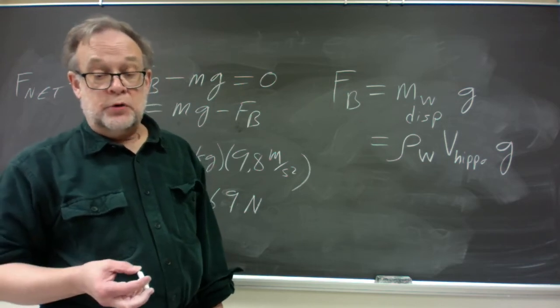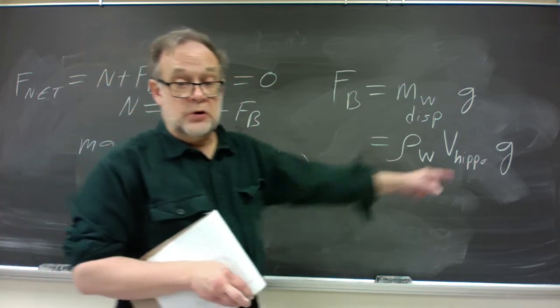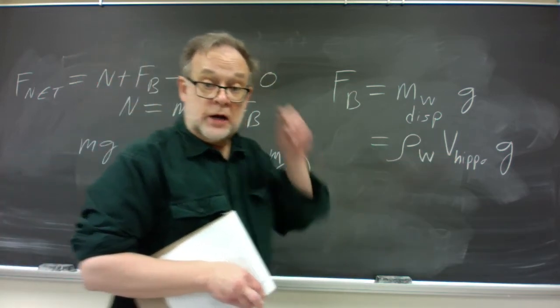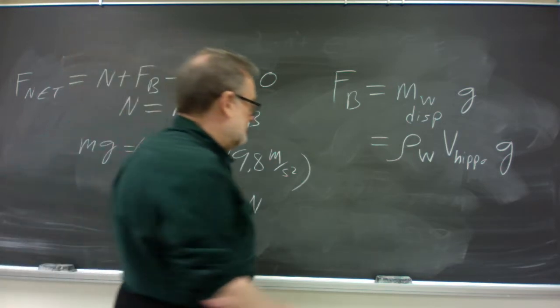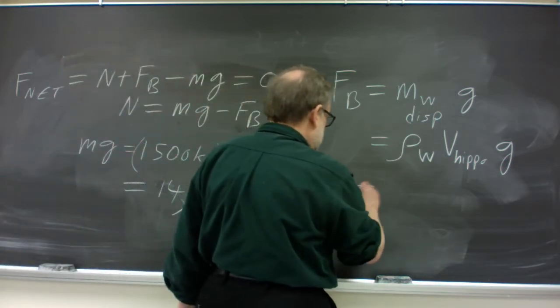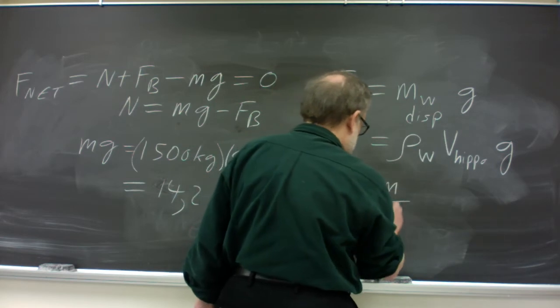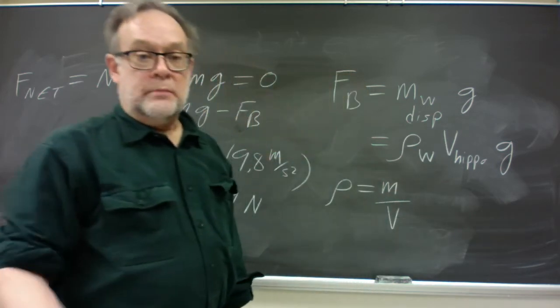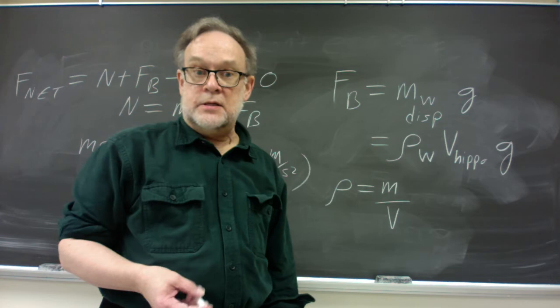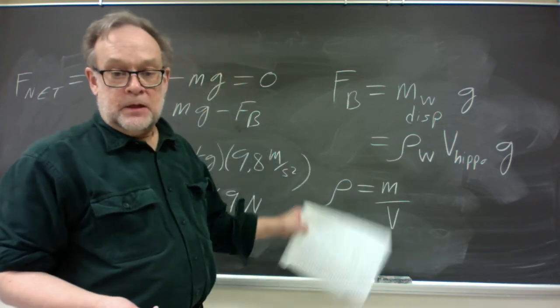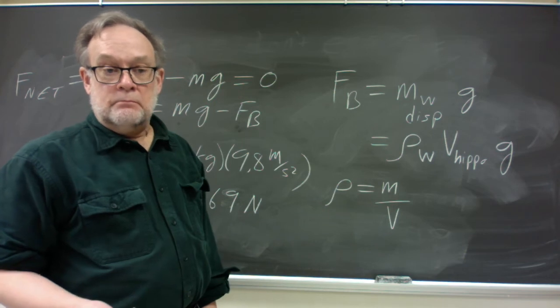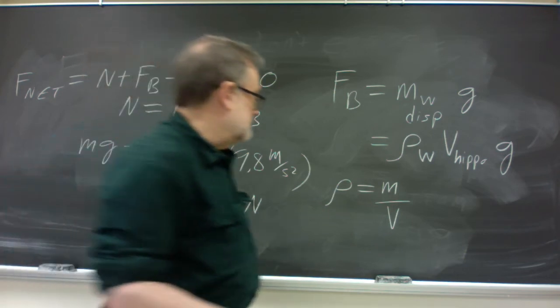Now we can put in the numbers if we figure out what the volume of the hippo actually is. We have enough numbers to do that. Remember that density is mass divided by volume. We know the mass of this hippo and we know the density of a typical adult hippo. So volume will simply be mass divided by density.